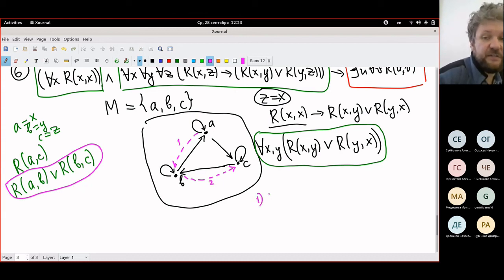In the first case, we take U equals A, and it sees both B and C and itself, right? And in the second case, we take U equals B. This finishes our problem.